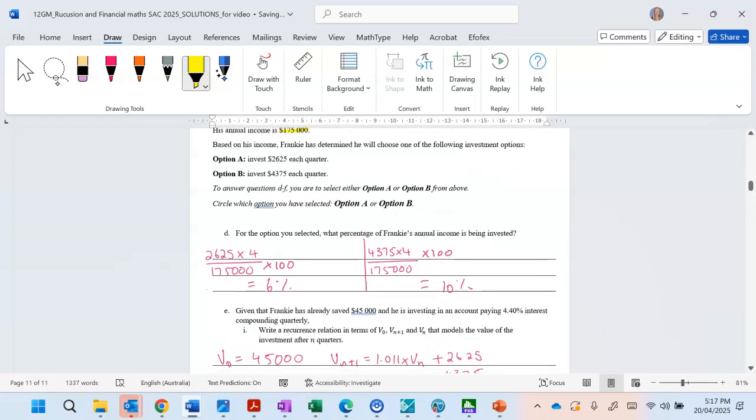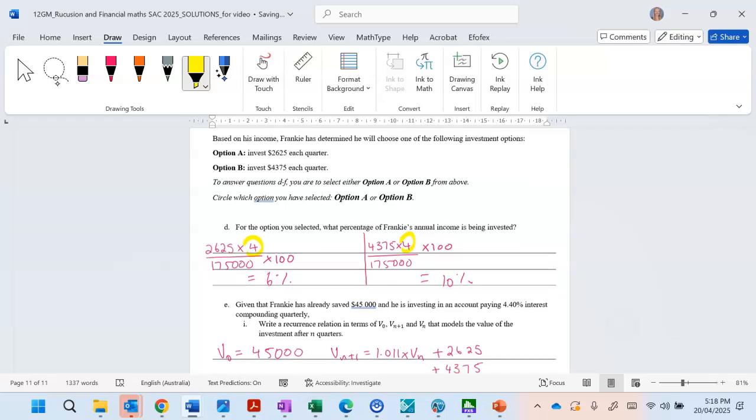So you can see I've just split option A and B. Option A on the left, option B on the right. This question was not done very well because a lot of people forgot to multiply by 4. So it was a percentage of the annual income, so you did have to actually multiply it by 4.